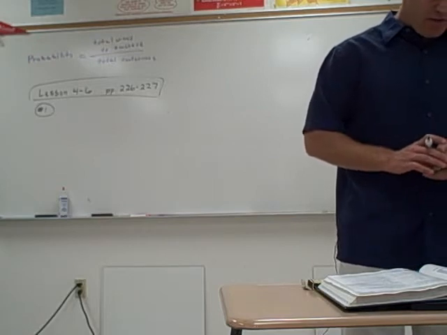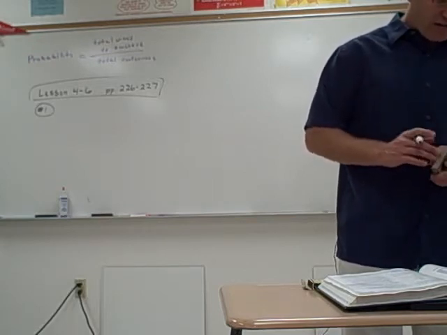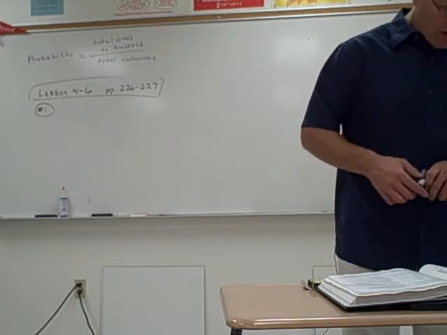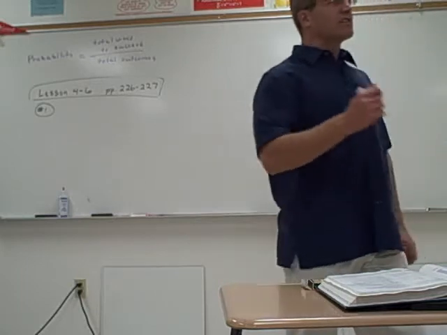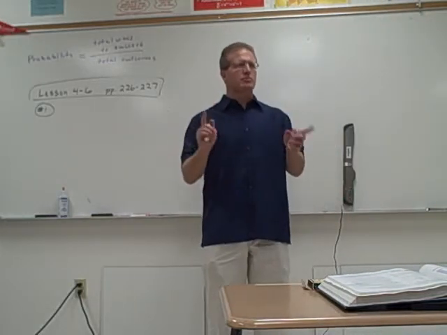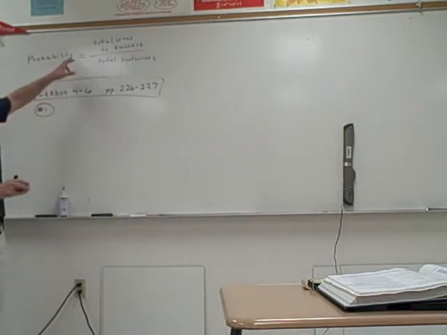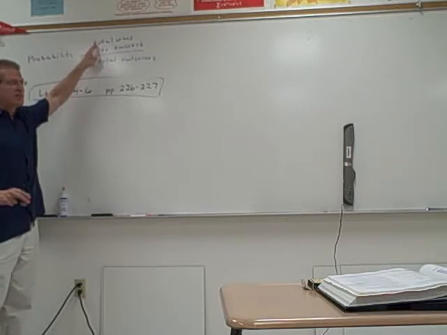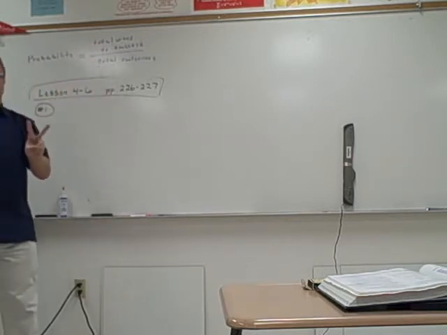Find the probability of getting two face cards, which is a king, queen, or jack, when two cards are drawn from a deck without replacement. So they're asking for a probability. That means your answer has to be 0, 1, or something in between. The way you find probability is you take the total number of ways you can succeed by the total outcomes possible. You're going to draw two cards.